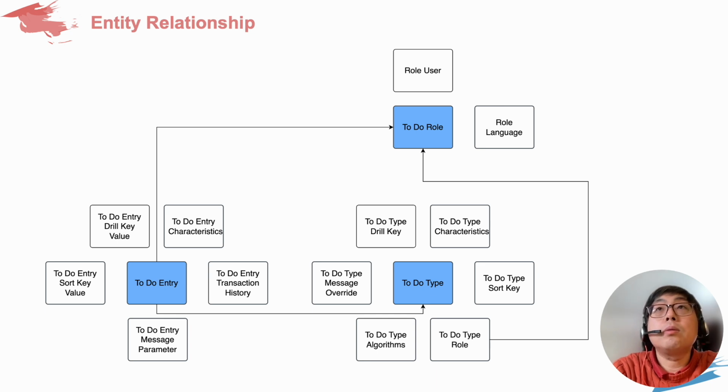Over here we can see both to-do type and to-do entry point to the to-do role, because we need to understand which user group we should send it to if you are using role-based assignment. And to-do entry is linked to to-do type. Every to-do entry has a to-do type, so it can understand what the behavior should be.